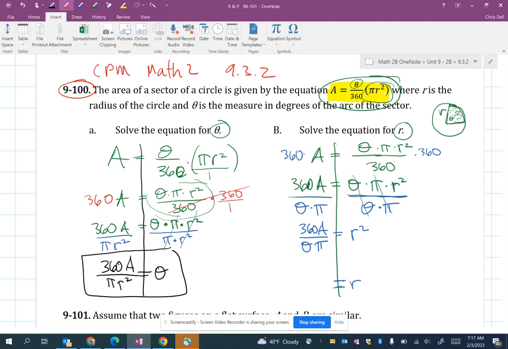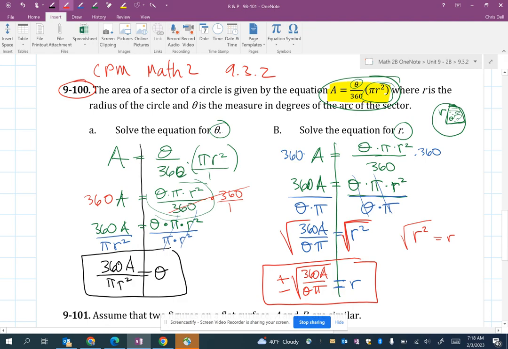Okay, so last thing is I want r by itself. So I'm going to square root both sides because I have an r squared. I've got to get r alone, right? When you think about it, the opposite of r squared is the square root, because the square root of r squared is r. So we want r by itself. So I square root both sides. So there's my final answer: r equals the square root of 360a divided by theta pi. But because you square root within an equation, that means the answer is positive or negative. So there's our final answer there. All right.